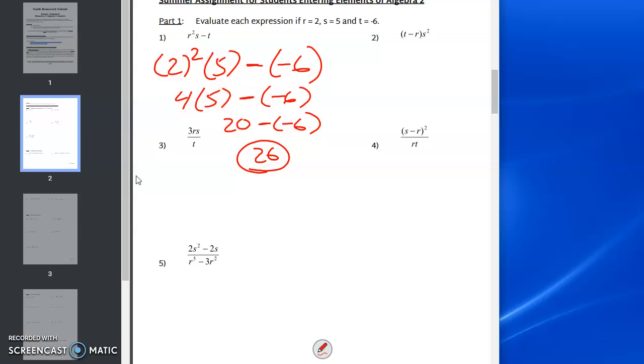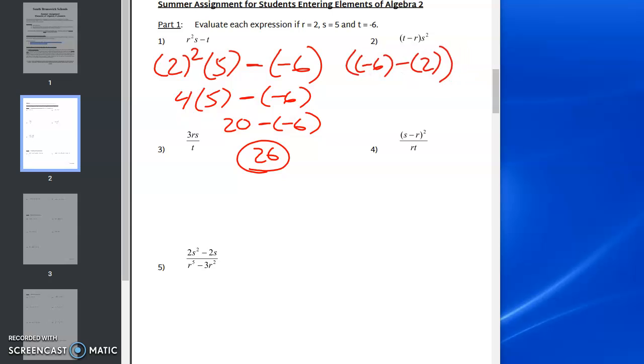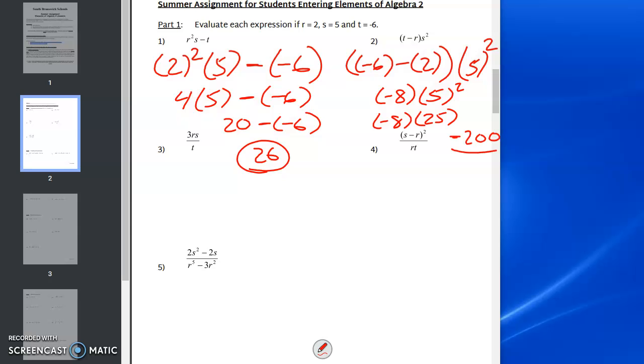My second one, we're going to put the numbers in. Negative 6 minus 2. And then, let's move this over. And then we're going to put the s in, which is 5 squared. Negative 6 minus 2 is a negative 8. 5 squared. So we deal with the parentheses first, then the exponent. Negative 8, 5 squared is 25. And then negative 8 times 25 is negative 200. There's my answer.